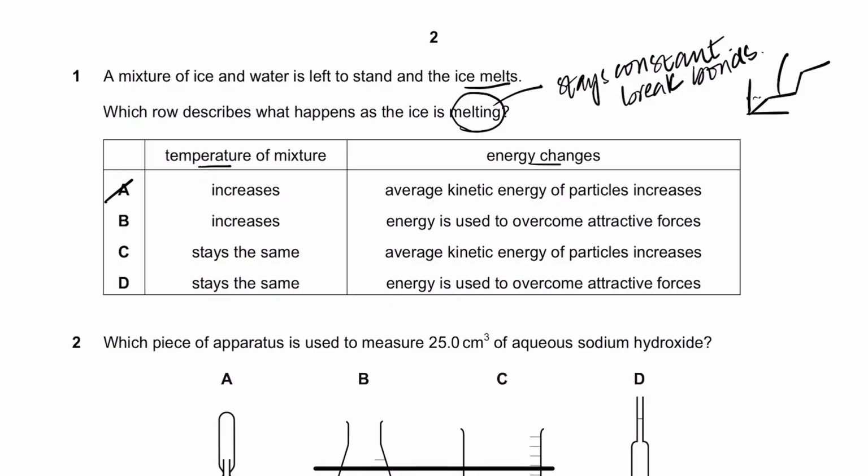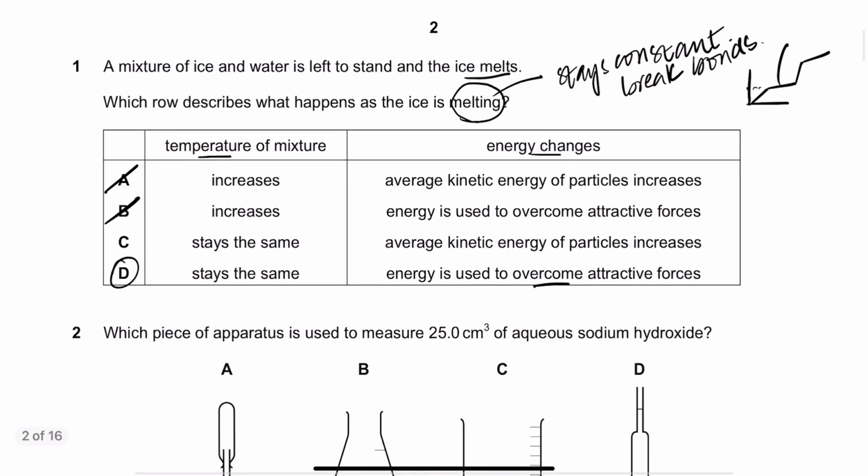So we realized that the temperature should be constant. So B and A are wrong, and the reason for that is that the energy is used to overcome the forces of attraction. So D is my answer.